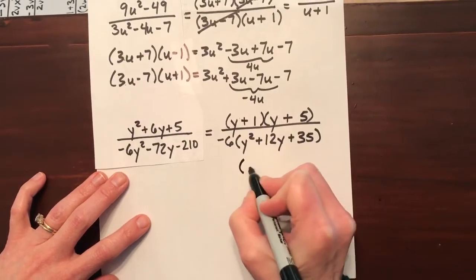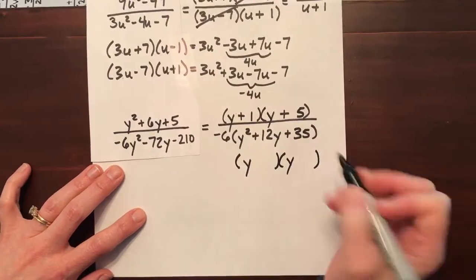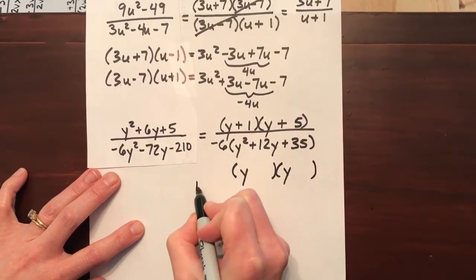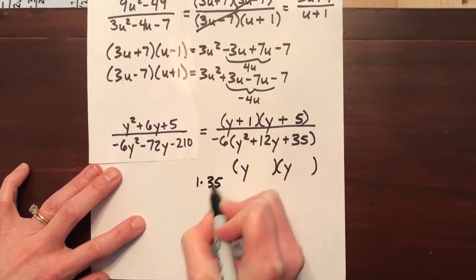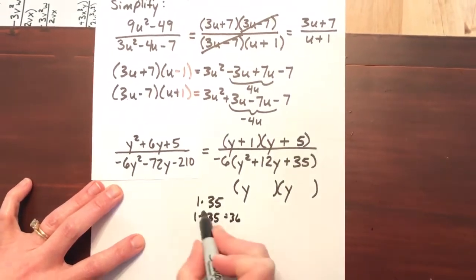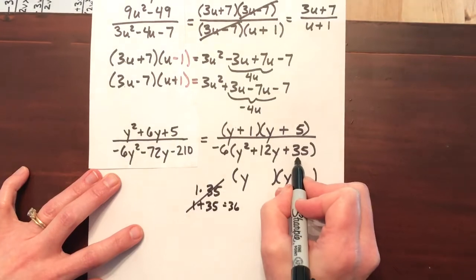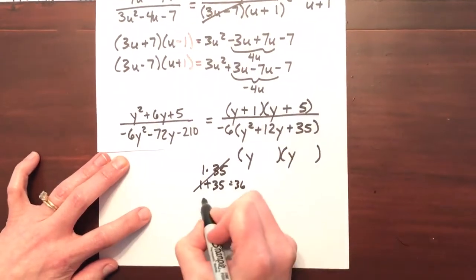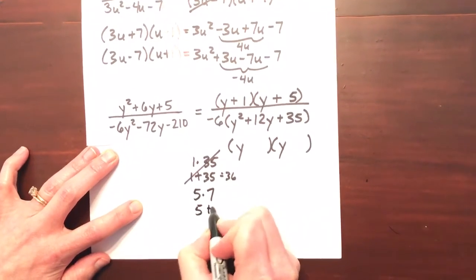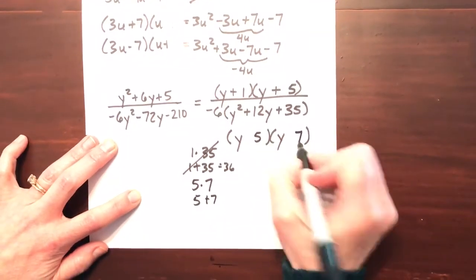So let's take a look. I'm going to have a y and a y down here. And I want two numbers that multiply to 35 and add up to 12. So if I do 1 times 35, that would work. And then 1 plus 35 would make 36. So that combination will not work. Let's try, let's see. 2 doesn't go in, 3 doesn't go in, 4 doesn't go in, 5 goes in. So 5 times 7 would equal 35, and then 5 plus 7 would be 12. So it looks like the 5 and the 7 will work.